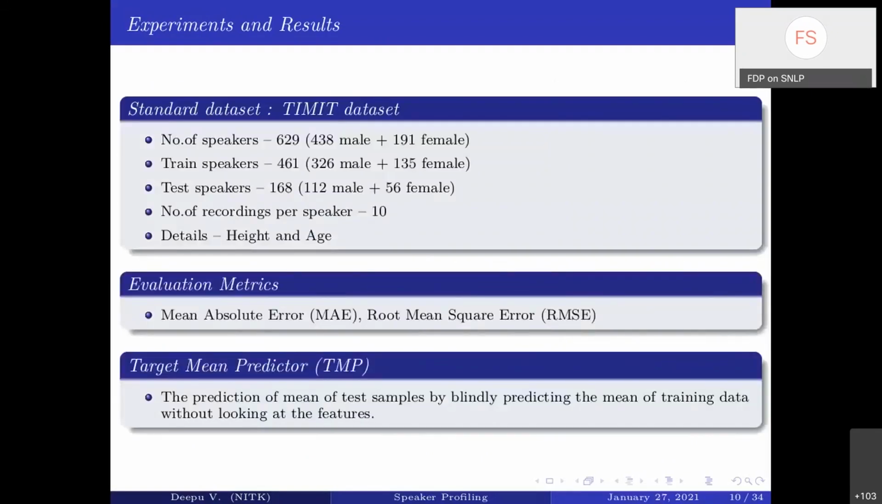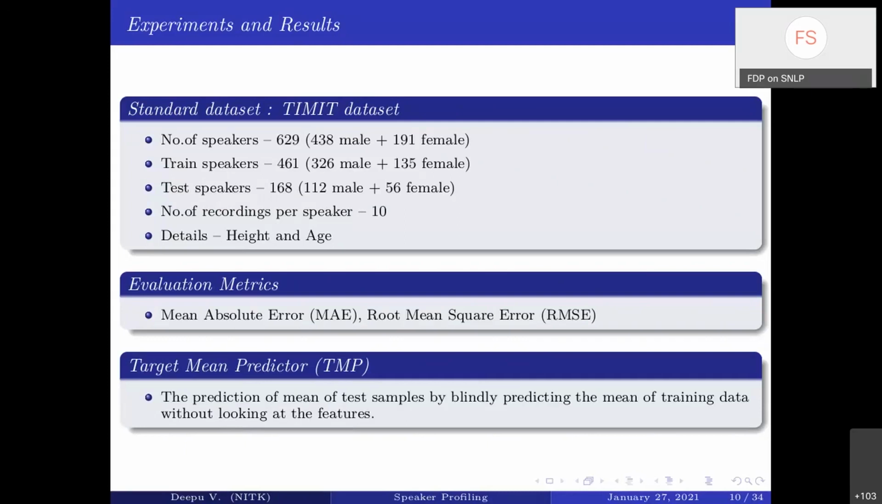So we started our experiments with the pretty famous old TIMIT data set. They had around 600 speakers, and we used around 450 to train and another 170 speakers for testing. We had 10 utterances per speaker, so we had something like 1600 test samples to predict height and age. Now, before we go into results, I wanted to tell you about two more things.